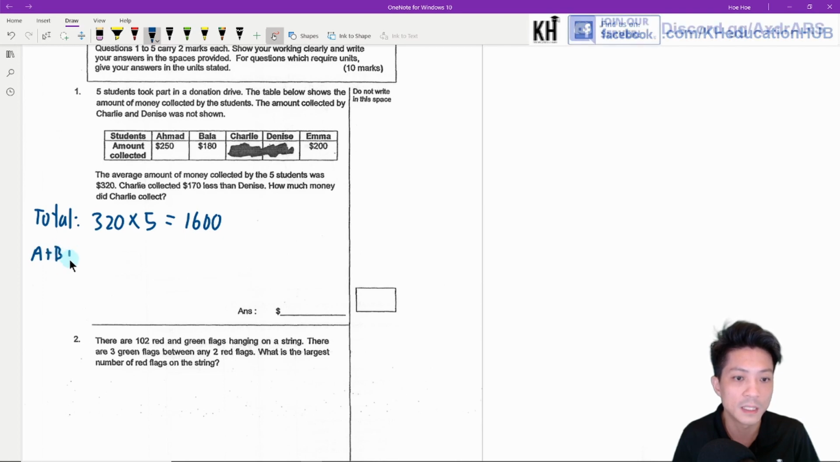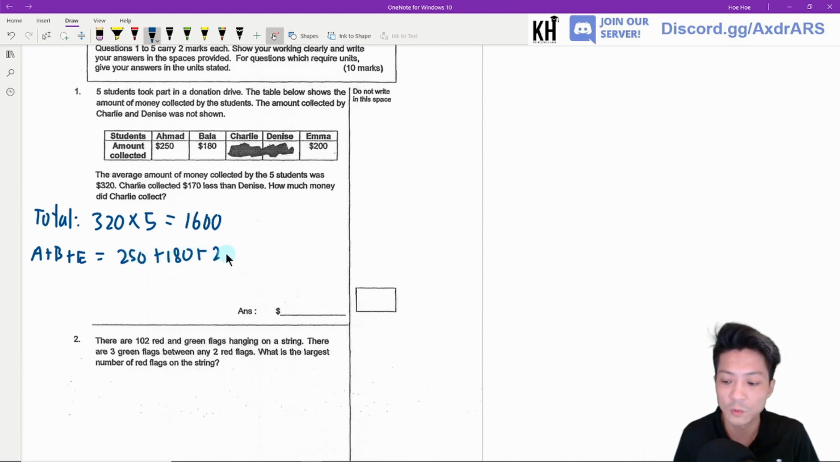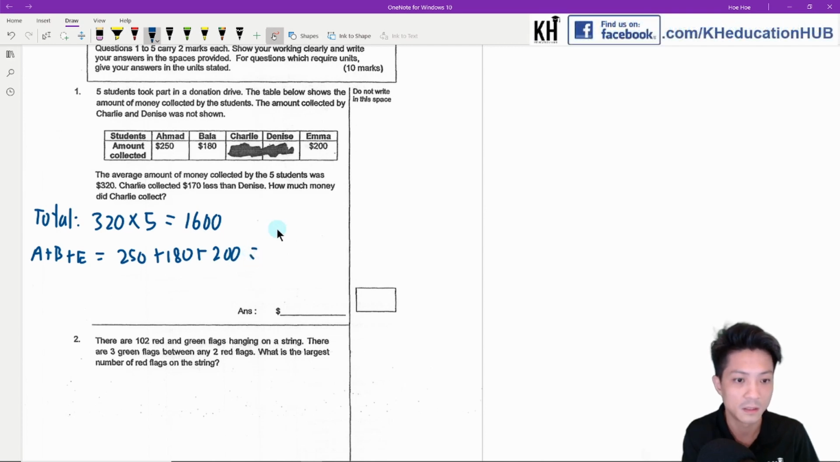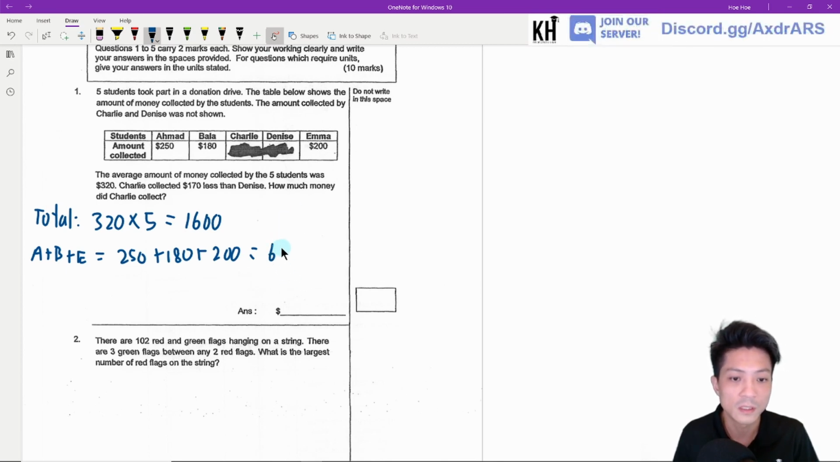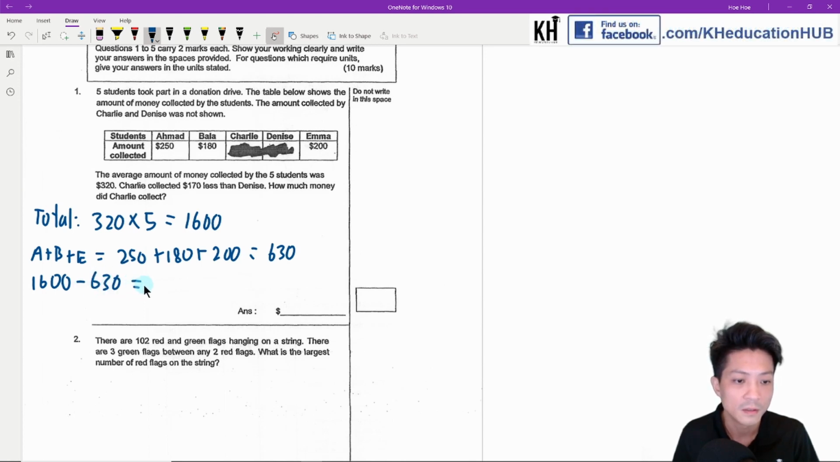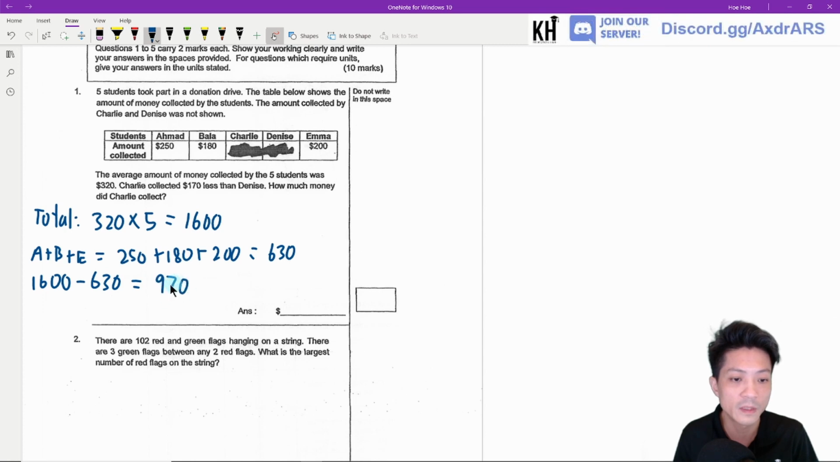So I'm gonna find the total of Ahmad plus Bala plus Emma. It's gonna be 250 plus 180 plus 200. That's going to be $630. Now I'm going to find out the total of Charlie and Dennis using 1,600 minus away the 630. It's going to give me $970.